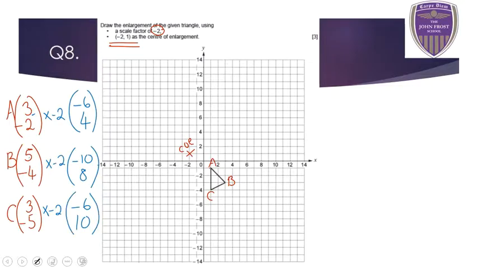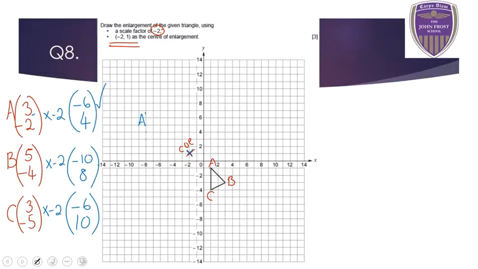Now for the purposes of showing you how to do it, I'm going to keep with the same pen colour, but I'm still working from my centre of enlargement. So I've got to do -6, 4. 1, 2, 3, 4, 5, 6, then 4 up, 1, 2, 3, 4. So that must be A dashed, because it was the one related to A. For B dashed, I've got to do -10, 8.